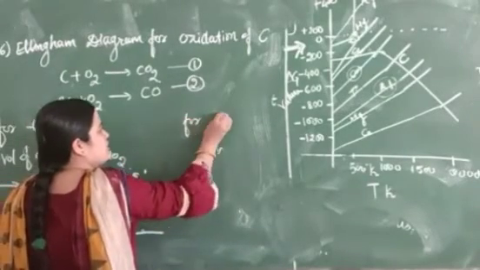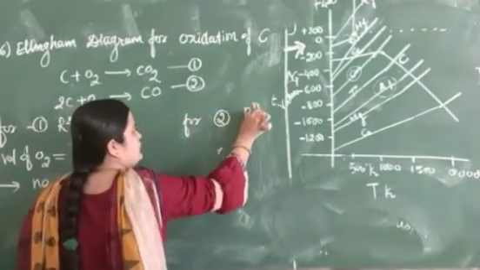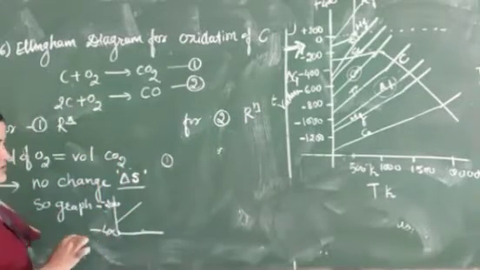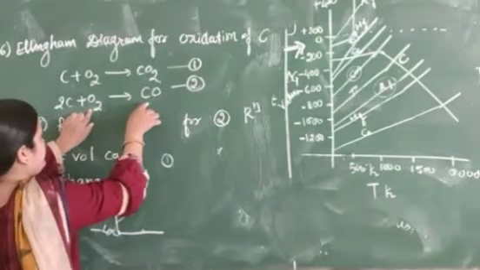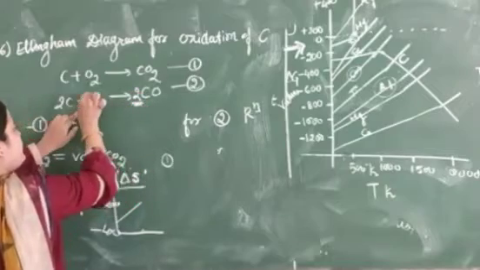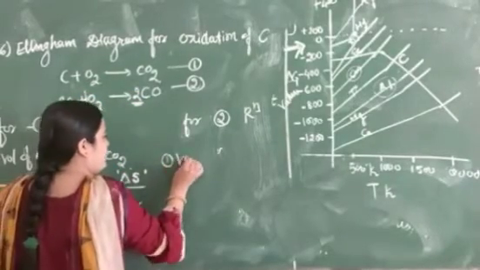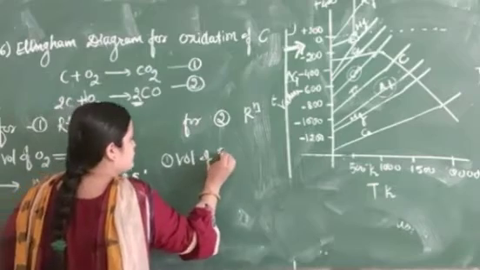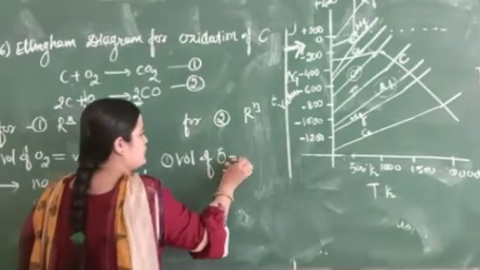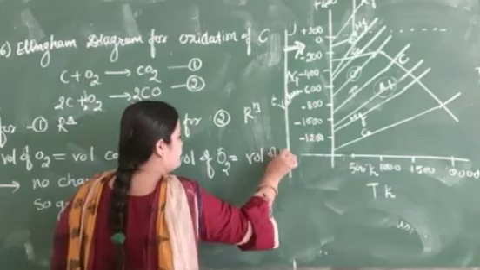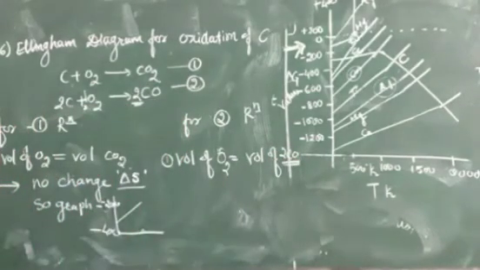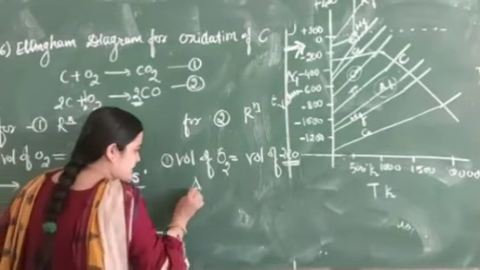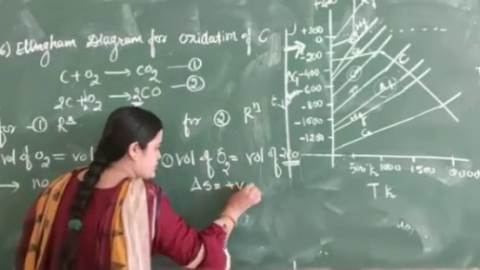Now for the second reaction, the first point: volume of 2CO produced. Here, 2CO gets produced for 1 O2, isn't it? The volume of O2 is not equal to the volume of 2CO; 2CO is produced for 1 O2. So what will happen here now? Delta S, yes, delta S becomes positive in nature.